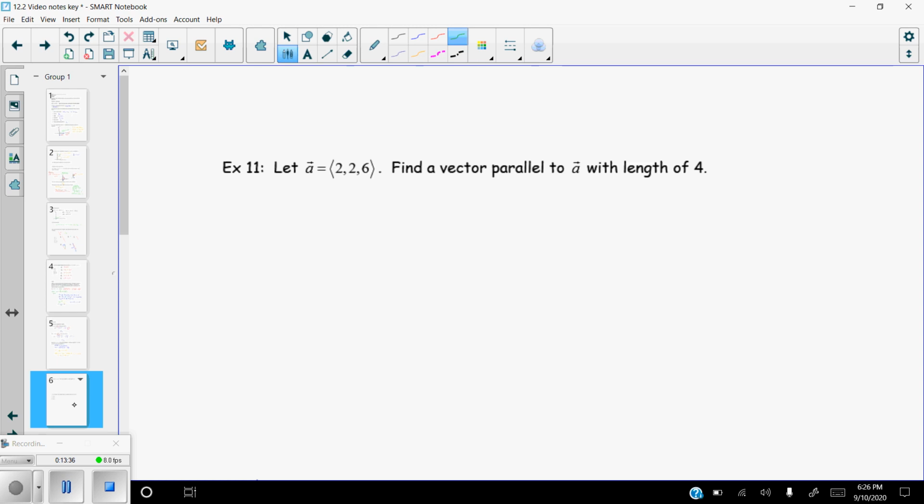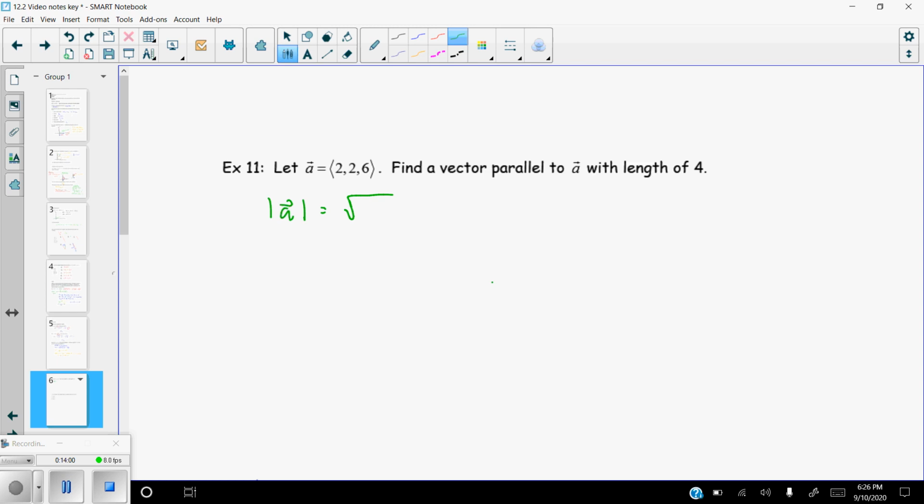So in this next one, it says, let vector A be 2, 2, 6. We want to find a vector which is parallel to A, but this time we want it to have a length of 4. Not a unit vector. The idea is relatively the same, however. So the first thing we want to do is find the magnitude of A, because we need to find out what the length is currently.